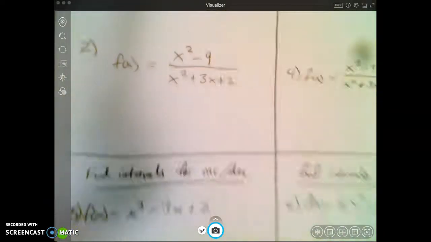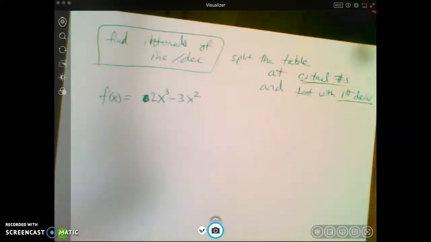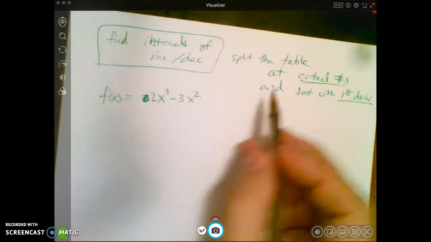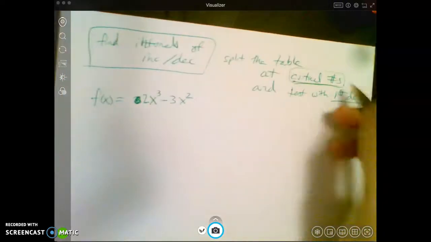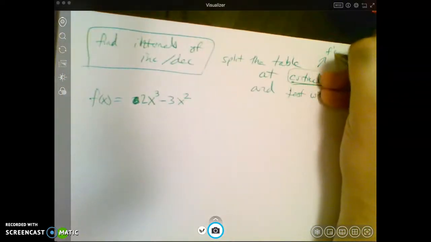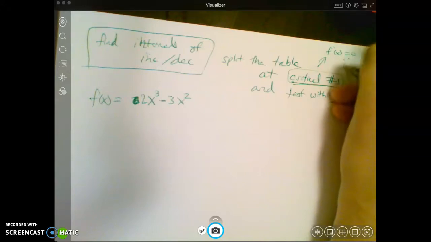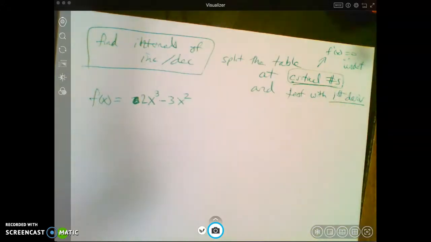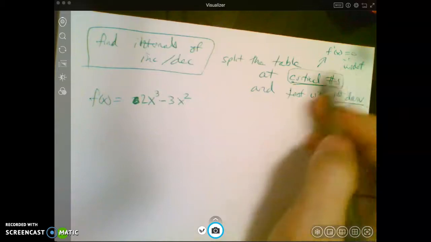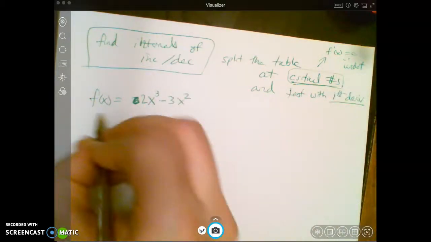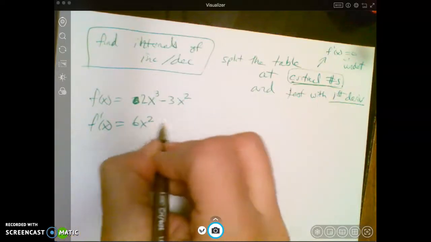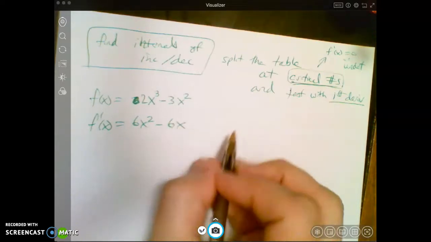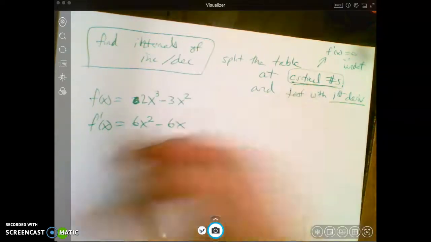Okay, so for this next skill of finding when a graph is going up or going down using calculus, what we have to do is split your interval at the critical numbers. And if you've forgotten, critical numbers are where the first derivative is 0 or undefined. If you don't have any fractions or radicals, you don't have to worry about the undefined part. So basically, when you look at this graph, you need to know its first derivative. So the first derivative is 6x squared minus 6x. Then I need to find the critical numbers.